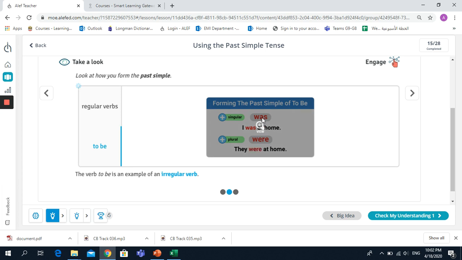Was, as you know, is used with I was, he was, she was, and it was, or the singular. But were, as you see here, they were at home. This is the past from are. So the pronouns that go with were are we were, they were, and you were.